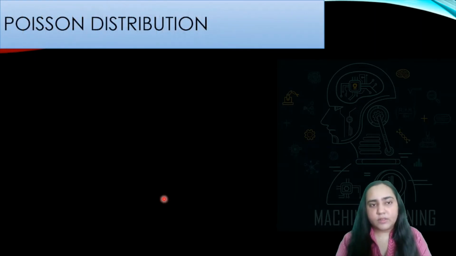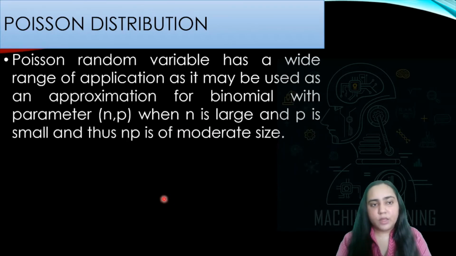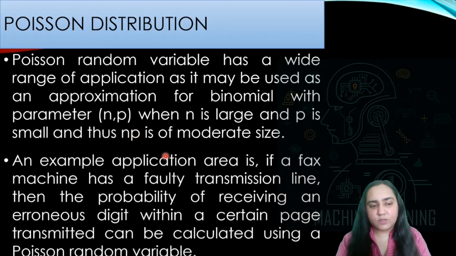Now let's take a look at another interesting distribution which is used for discrete random variables, known as the Poisson distribution. A Poisson random variable has a wide range of applications, as it may be used as an approximation for a binomial with parameters n and p when n is large and p is small, and thus np is of moderate size.